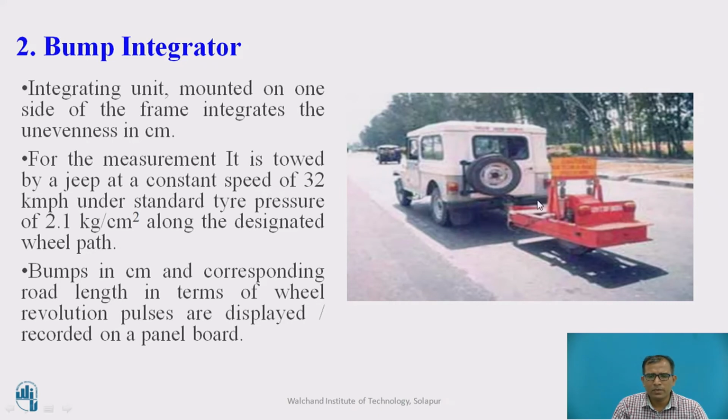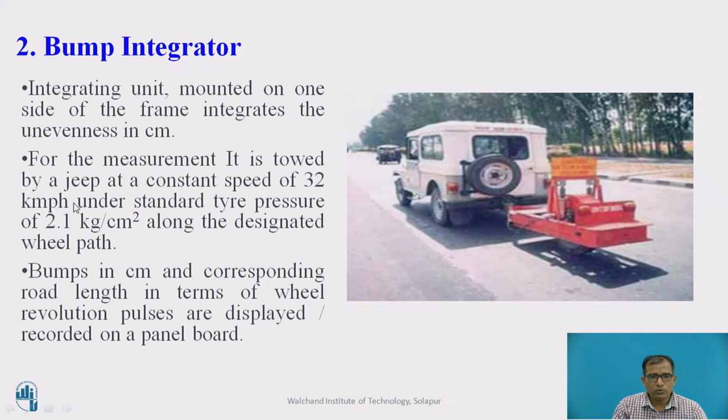This fifth wheel bump integrator is towed by this Jeep, and this panel indicator is installed in the vehicle, and wherever the vehicle moves along the undulations, the undulations are cumulatively measured in the panel, and that will be recorded per kilometer. Or you can fix the interval, say 200 meter or 300 meter interval. Cumulatively, you can get the undulations for the next 300 meter or 1000 meter also.